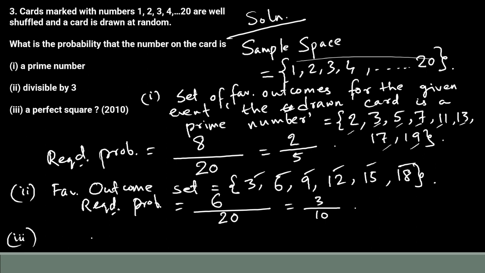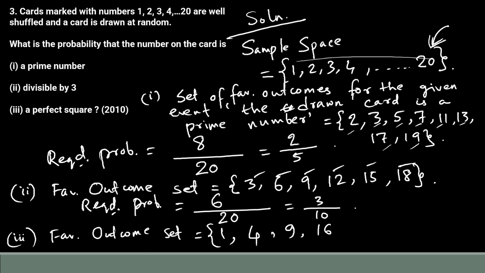So number 3, a perfect square. What is a favorable outcome set? It can be either 1 or maybe 4 or 9 or 16. 5 square is how much? 25, which is greater than this 20, right? You don't have that option. So the total cards is from 1 to 20. So there is no 25. So you cannot get 25.